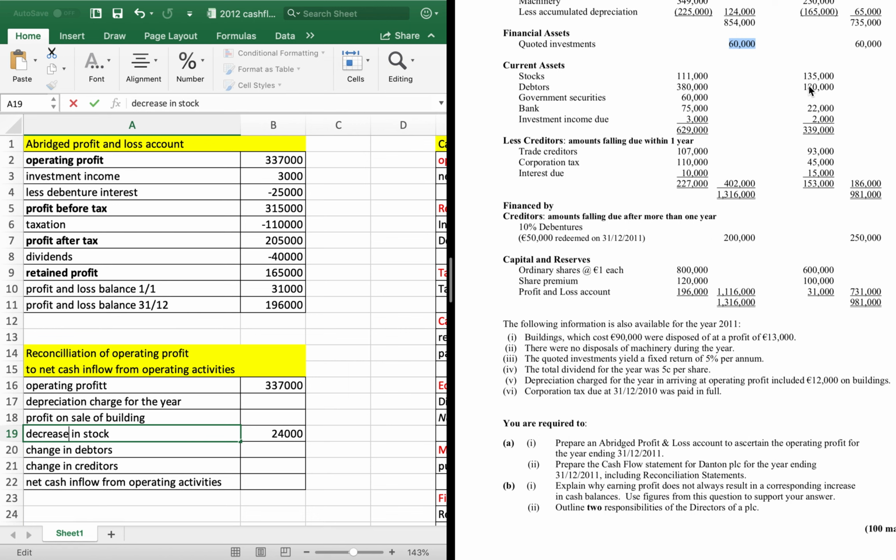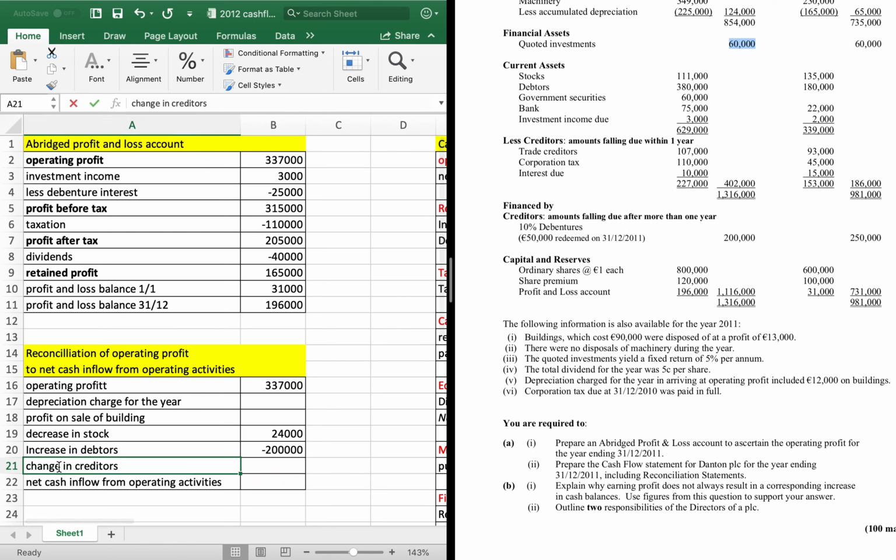Then our debtors. So debtors have gone up by 200,000. If debtors go up, in effect sales go up, but our cash position actually hasn't gone up, so we have to take that away. So an increase in debtors is the opposite to a decrease in stock. So our profit has gone up by 200,000 because our sales have gone up by 200,000, but our cash has not gone up by anything. It stayed the same. So when we're looking at our cash position, of the 337,000 increase in profit, 200,000 of it is to do with sales that we haven't been paid for, so we'd have to take that away.